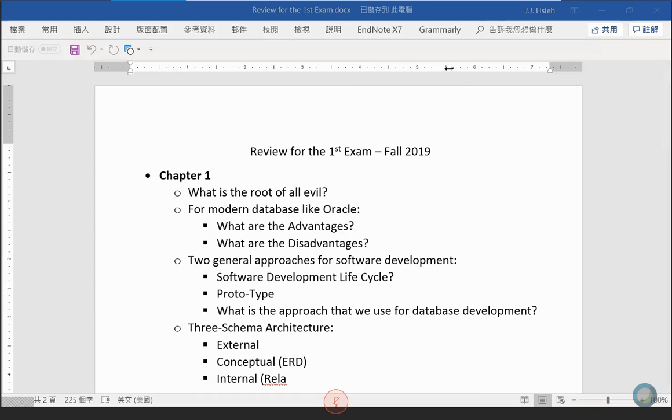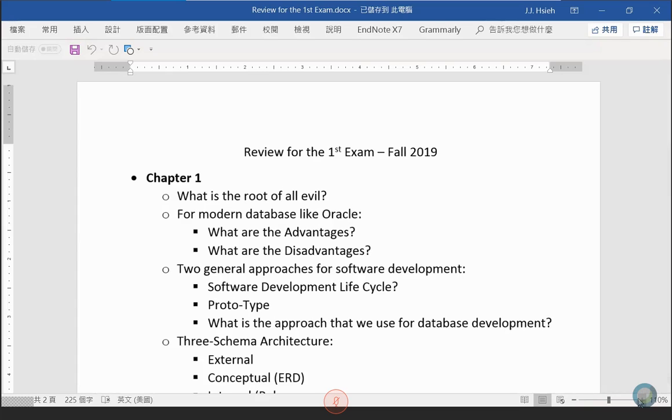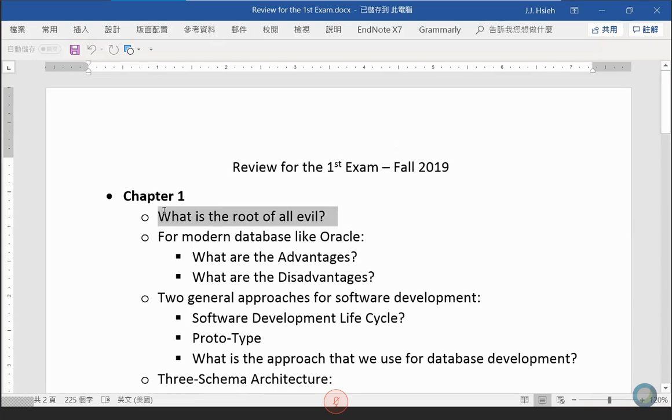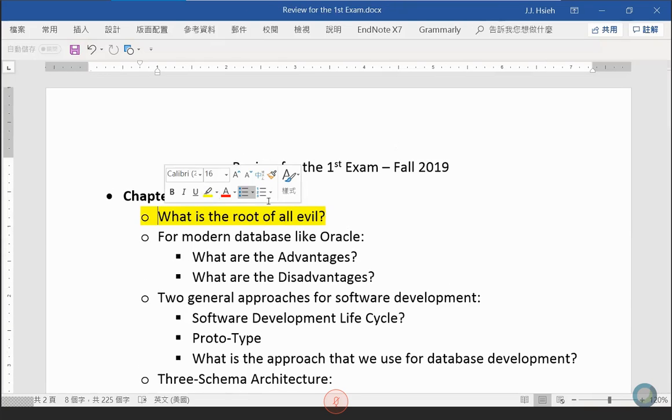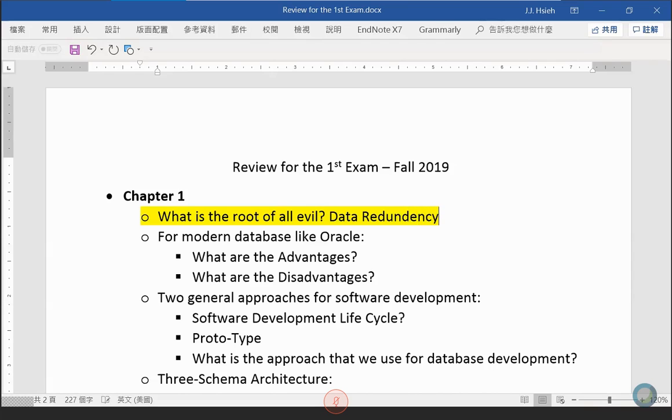If I'm not mistaken, in our first class I spent quite some time explaining what's the most important part for the entire class. That is, what's the root of all evil? I think you should know the answer. Okay, it's data redundancy.